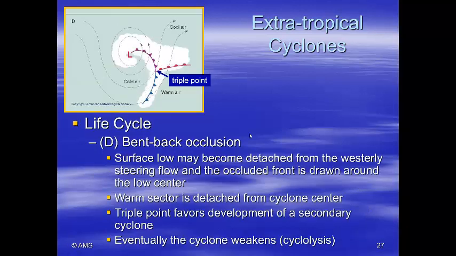Finally, we have the bent back occlusion. So now the surface low may become detached from the westerly steering flow, and the occluded front is drawn around the low center. So this warm sector is detached from the cyclone center, and a triple point favors development of a secondary cyclone, and eventually the cyclone weakens.